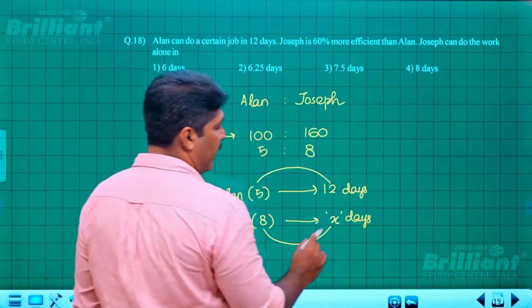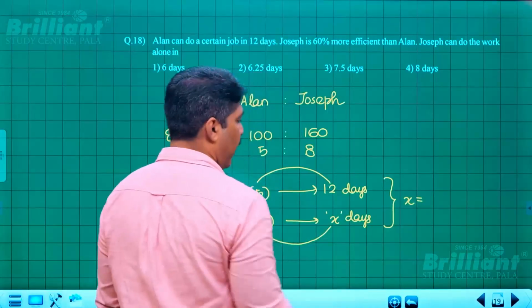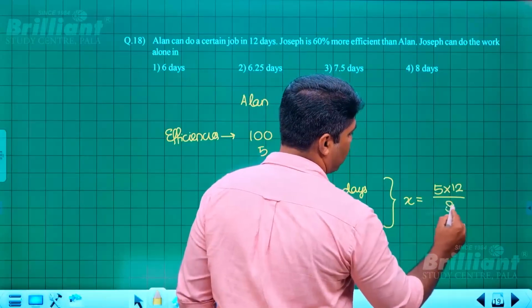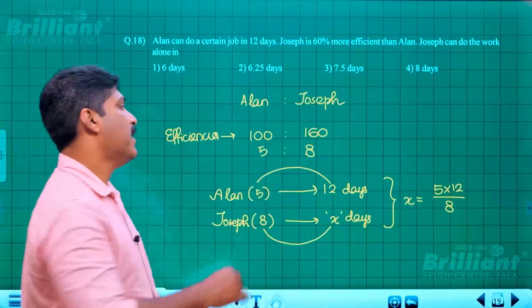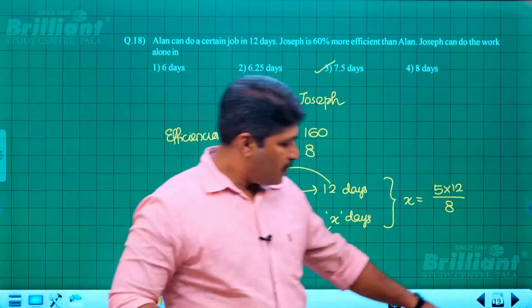So therefore, from this step, what is X? X is 5 into 12 divided by 8. Now we are familiar. What is the step of operation after this step? Here the answer is 7.5 days. Okay, then consider the next question.